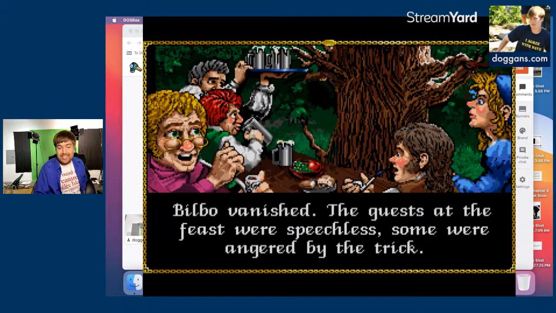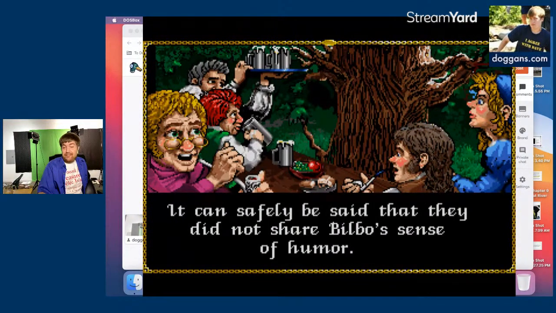Bilbo vanished. The guests at the feast were speechless, somewhat angered by the trick. It can safely be said that they did not share Bilbo's sense of humor.